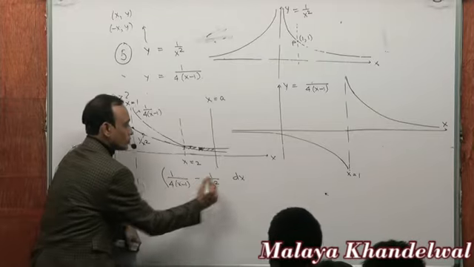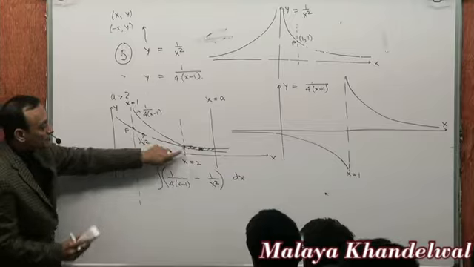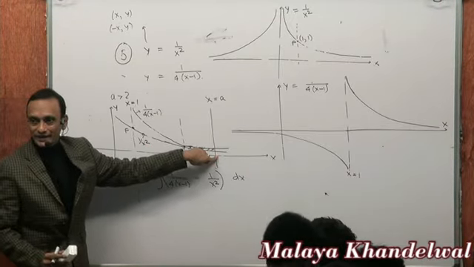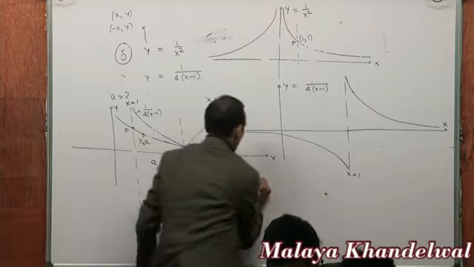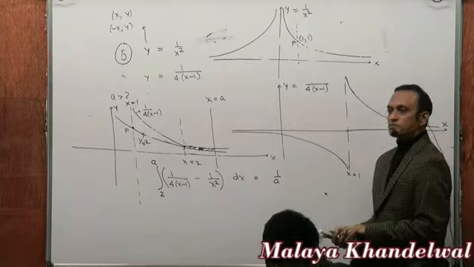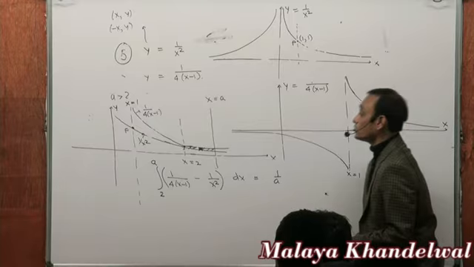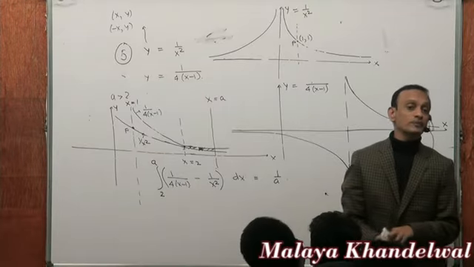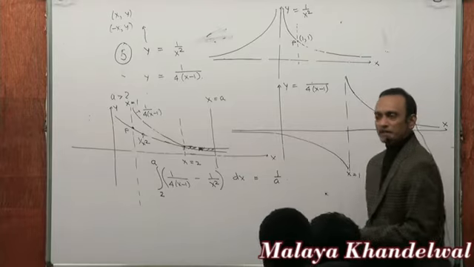So the sum of all of this dx, starting from x equal to 2 to x equal to a, must be equal to 1 by a. That's merely the statement of the problem, right? I now want to be able to solve for a. But so far so good, right? Everything in place.